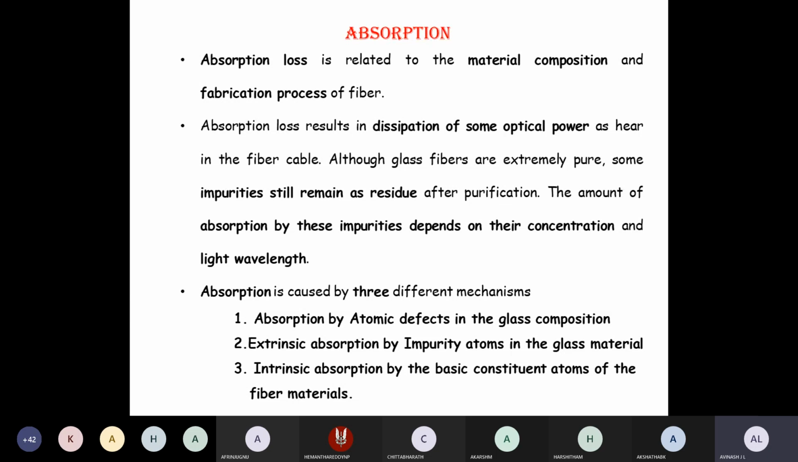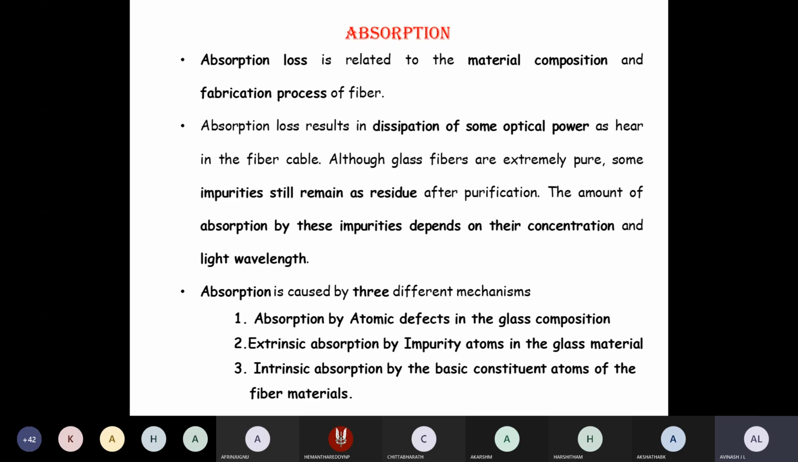Now what is extrinsic? Along with SiO2, there are some impurities which are present while manufacturing the fiber. So those impurities will absorb the energy. When the impurities are absorbing the energy, that is called what? Extrinsic absorption. You got it? So this is exactly the difference between extrinsic and intrinsic.